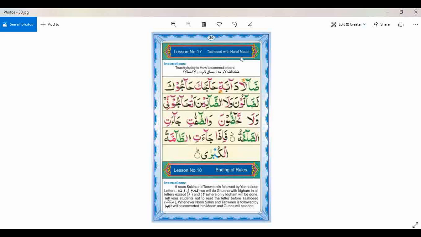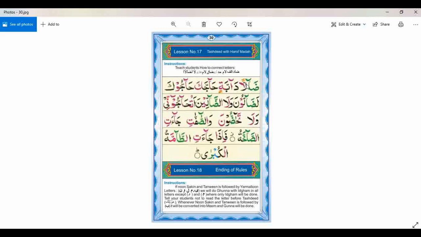Tashdeed with Madha letters. Today we will practice those words where you find the Shadda sign after the Madha letter. So let's start now. Here you can see the Shadda sign after the Madha letter. When we pronounce it, you will understand how it is.